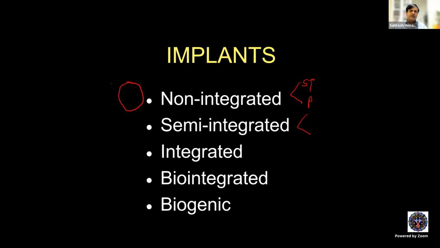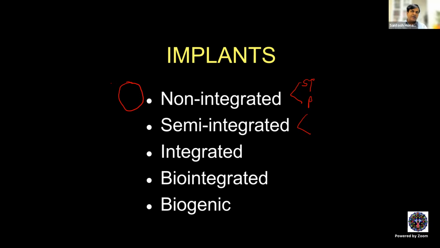So porous materials such as porous polyethylene can be sutured to extraocular muscles, and at the same time, since it has pores, it will also get integrated with orbital fibrovascular structures. So that is also semi-integrated.